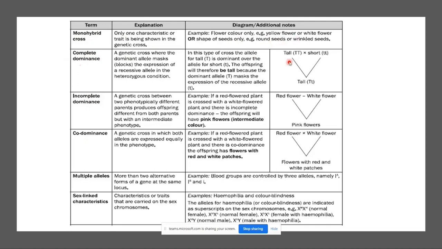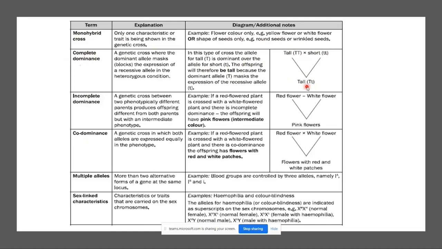In this example, we're going to look at tall plants and short plants. Already you can see tall plants are dominant. Why? Because it has a capital T. Which characteristic is recessive? Short, because it has a small t. The tall is dominant over the allele for short. So all the offspring will be tall.